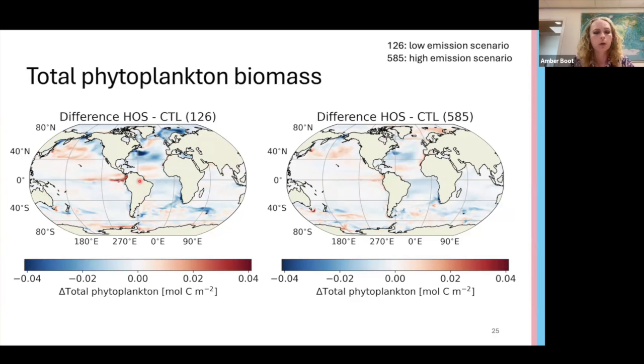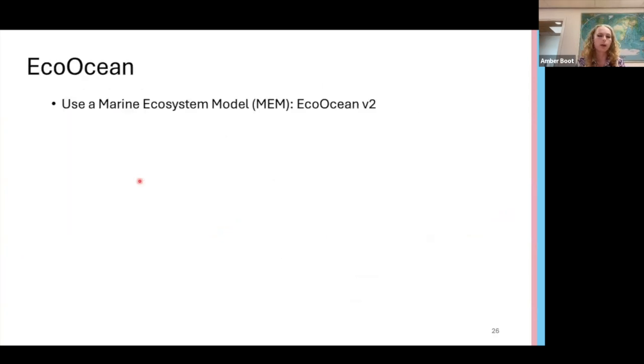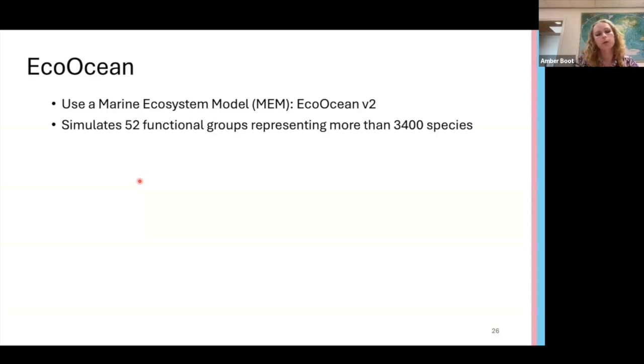So what we did is we also used EcoOcean. And EcoOcean is a marine ecosystem model. There are several different marine ecosystem models. If you're interested, you can check out, for example, the FishMIP papers, where they compare some of the marine ecosystem models. And EcoOcean is a model that simulates 52 functional groups that represent more than 3,400 species. So to compare it to CESM, where we had 4 functional groups, right? 3 phytoplankton groups and 1 zooplankton group, right? We have way more groups now.